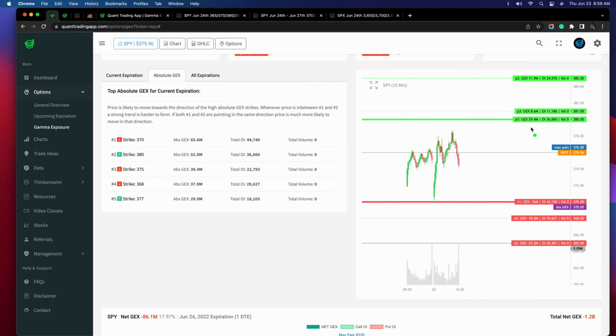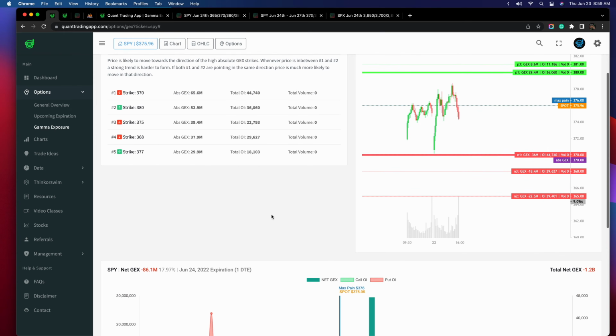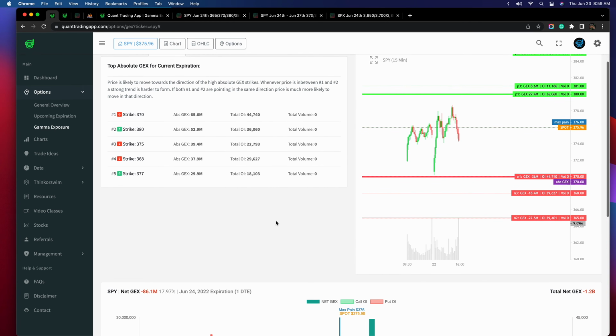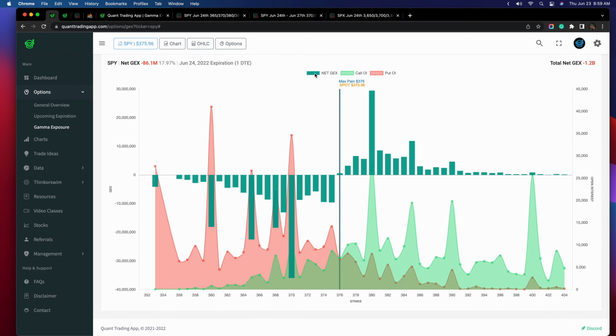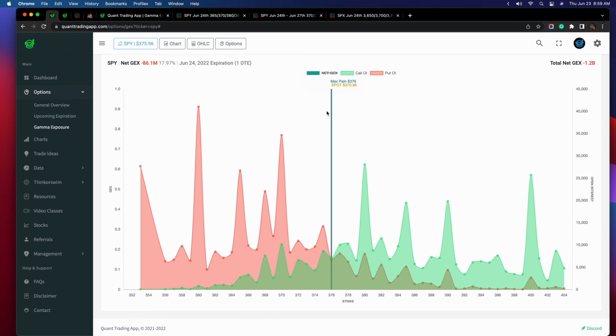But what do you do when price is just stuck in between and we have two high absolute gamma strikes? This is how I essentially trade, as I love taking non-directional income-based trades. But I'll show you guys my trade structure in a second. As I scroll down here, let's actually just turn off the absolute gamma exposure and just take a look at this chart, so we can see it from an open interest perspective.